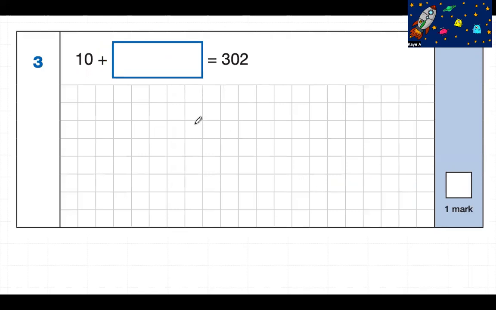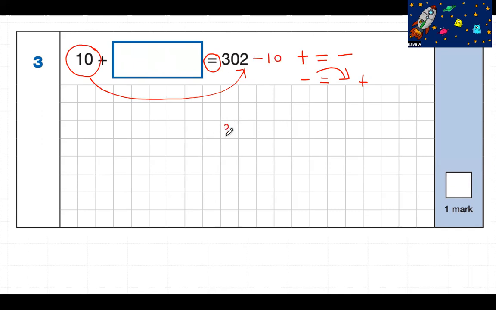This is another one here where we have to think about what happens on each side of this symbol here. So if something is plus on this side, it will be minus on that side. If something is minus on this side, when you bring it over to the other side of the equal sign, it becomes a plus. Okay, so 10 plus something equals 302. So let's bring that 10 over to this side of the equal sign. So it becomes a minus.